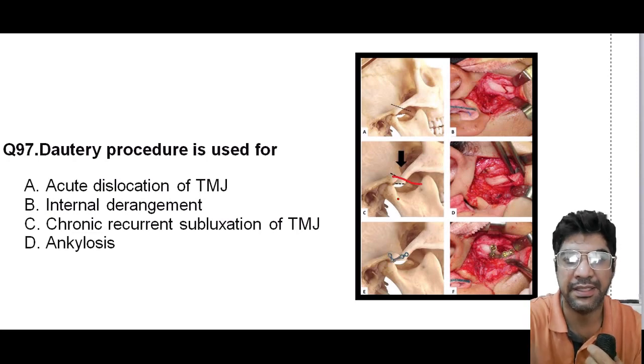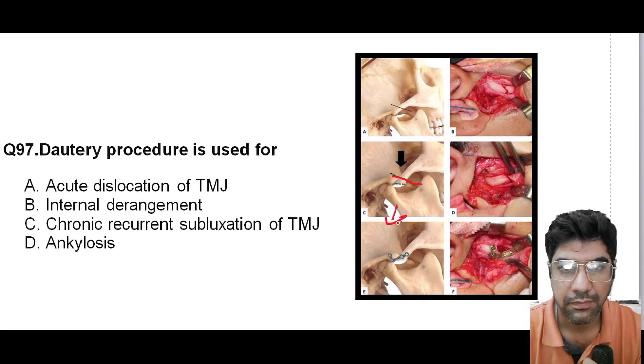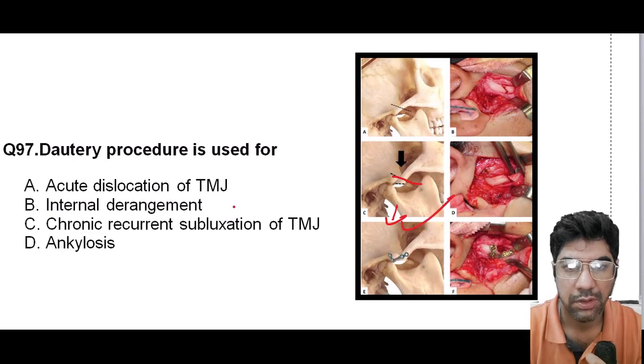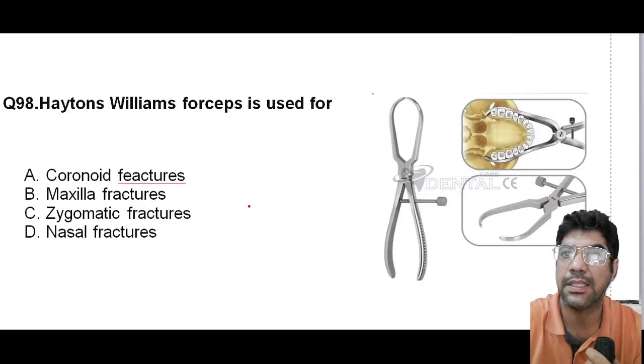Dautrey procedure is used for chronic recurrent subluxation of TMJ. Here the procedure involves downfracturing the zygomatic arch and placing it in front of the condyle.